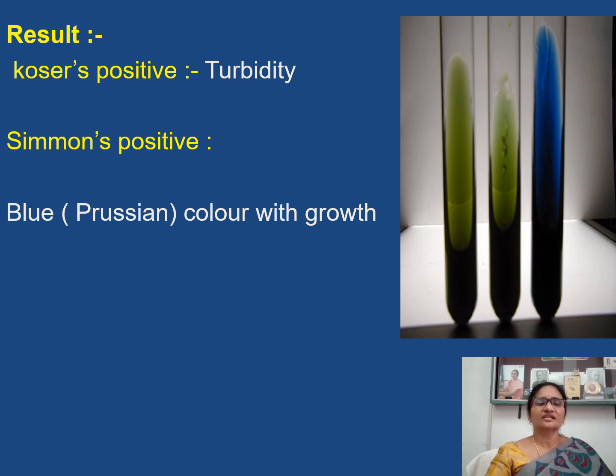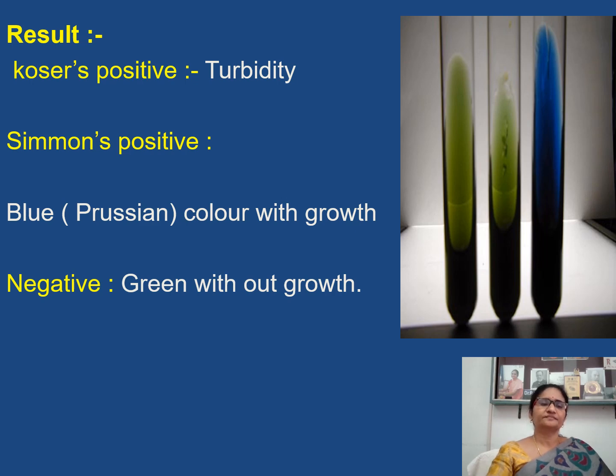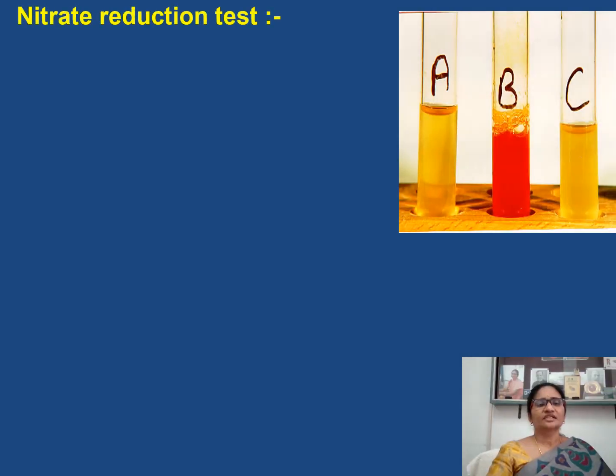If it is Koser's test, it is a liquid medium without indicator, so you can't see any color change. Growth alone is an indication of a positive Koser's test. In any liquid medium, growth is shown by the presence of turbidity. If turbidity is there, that indicates growth. That is about the citrate utilization test. Usually Klebsiella will be positive for citrate utilization and Escherichia coli negative.